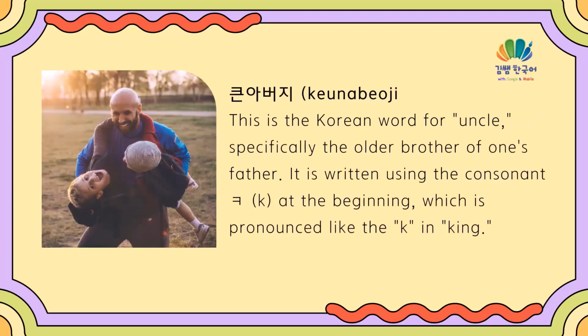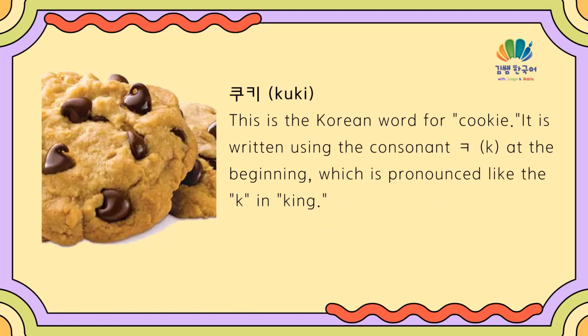In king, 큰아버지. This is the Korean word for uncle, specifically the older brother of one's father. It is written using the consonant 기읒, K, in the middle, which is pronounced like the K in king, 쿠키. This is the Korean word for cookie. It is written using the consonant 기읒, K, in the middle, which is pronounced like the K.